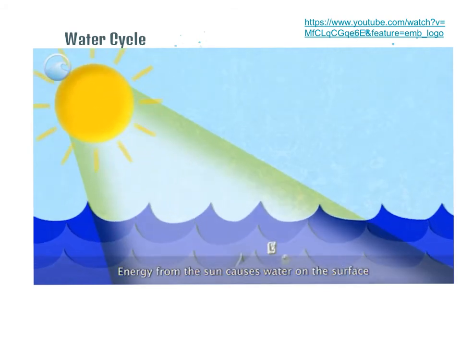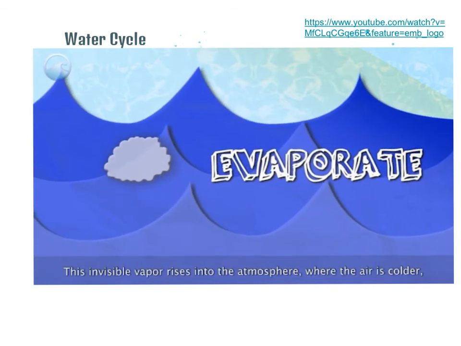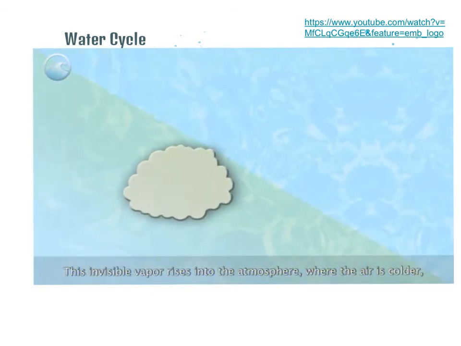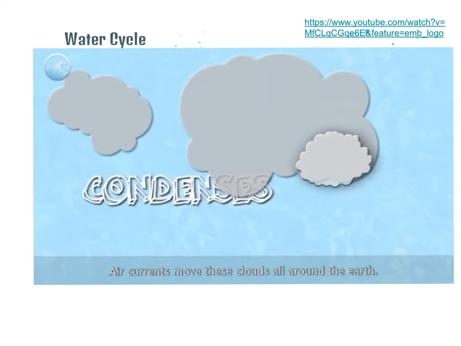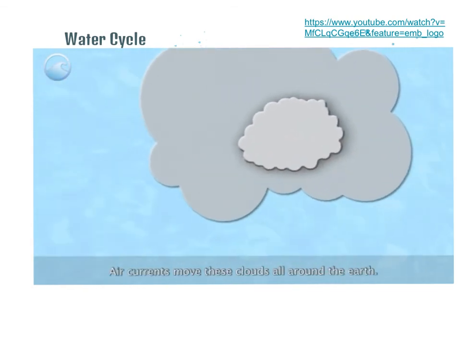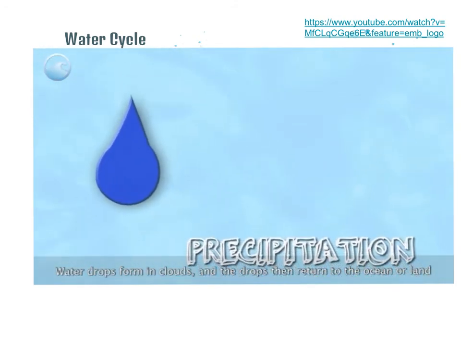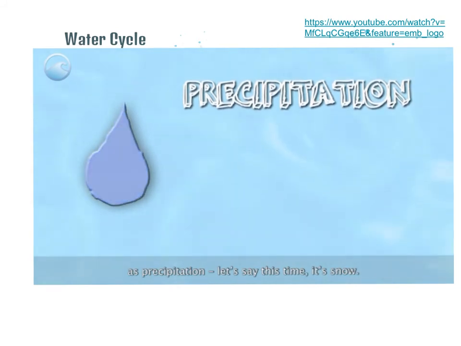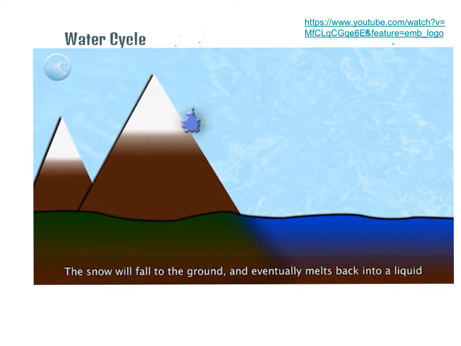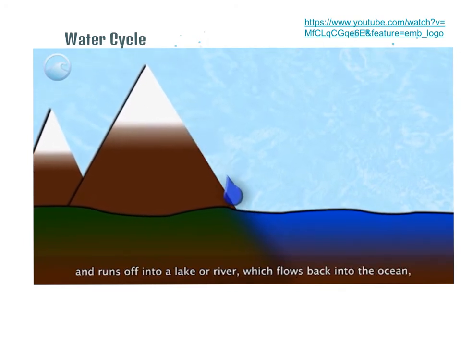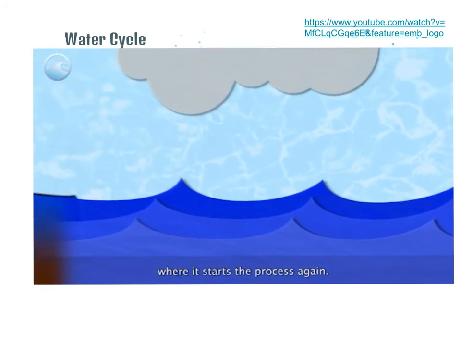Energy from the sun causes water on the surface to evaporate into water vapor, a gas. This invisible vapor rises into the atmosphere where the air is colder and condenses into clouds. Air currents move these clouds all around the Earth. Water drops form in clouds, and the drops then return to the ocean or land as precipitation. Let's say this time it's snow. The snow will fall to the ground and eventually melt back into a liquid and run off into a lake or river, which flows back into the ocean, where it starts the process again.